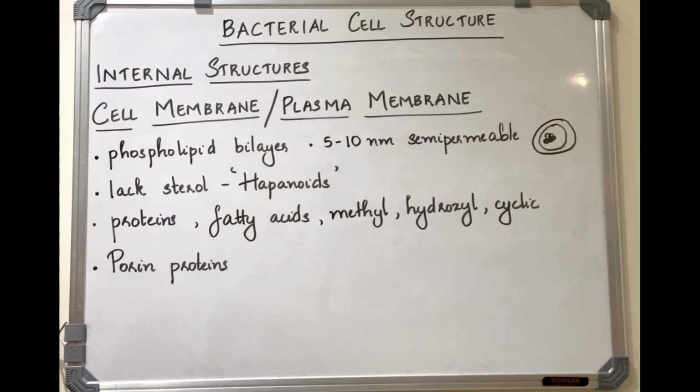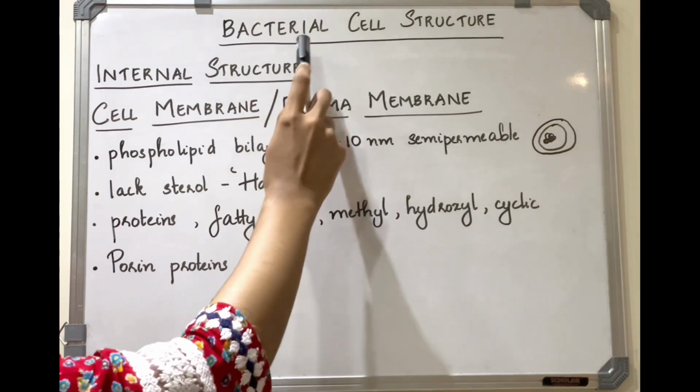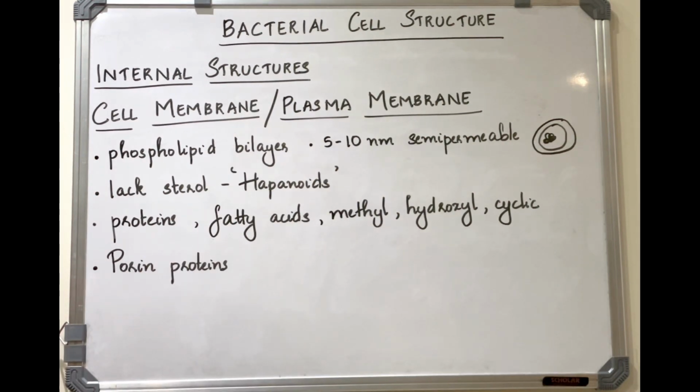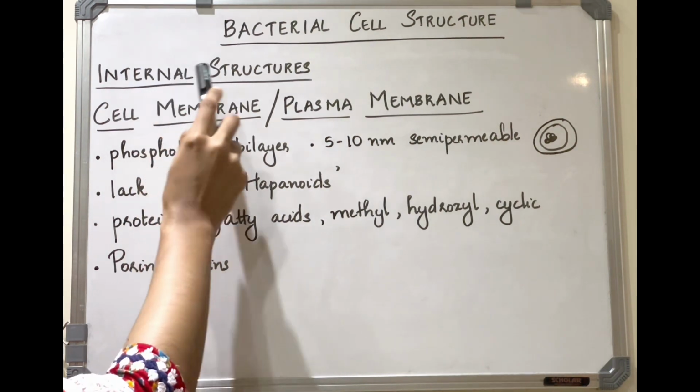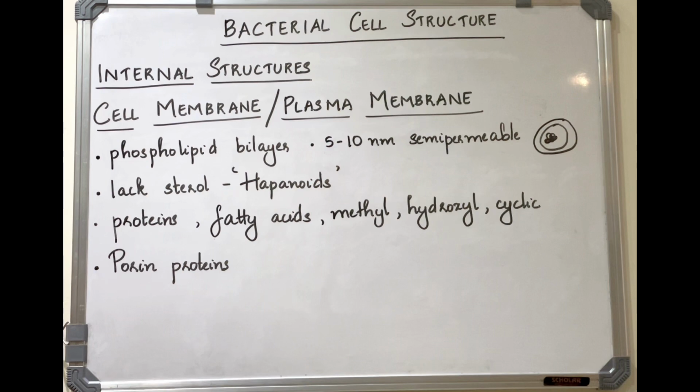So in the previous session, we discussed the bacterial cell structure. We studied the external structures of a bacterial cell such as the capsule, cell wall, flagellum, pili, sheath and prosthecae. So in this session, we will be discussing the internal structures of a bacterial cell.